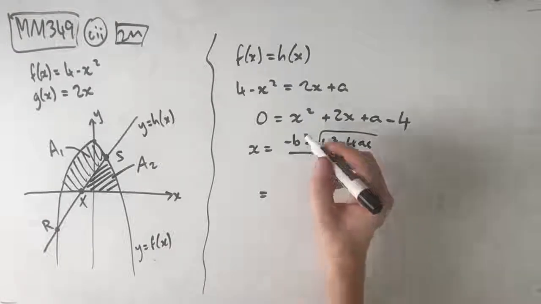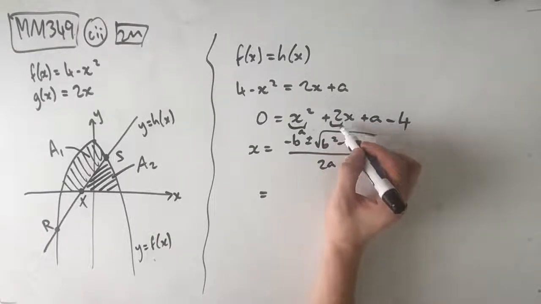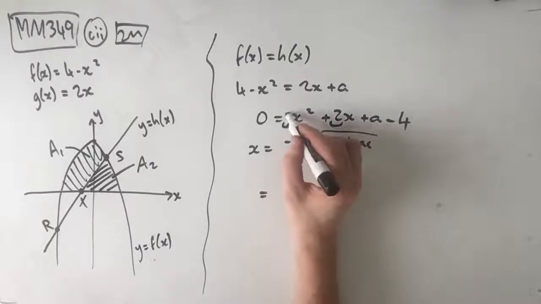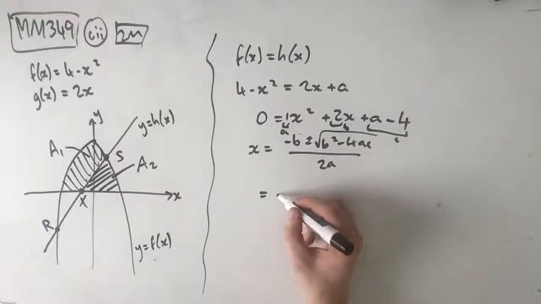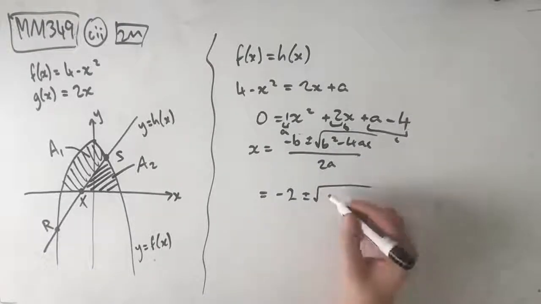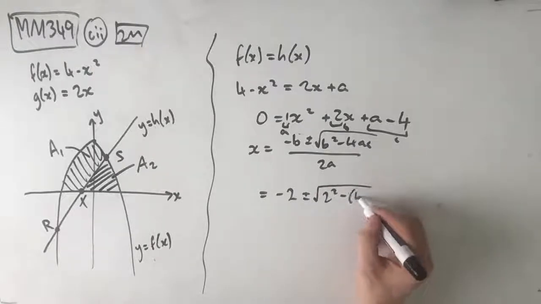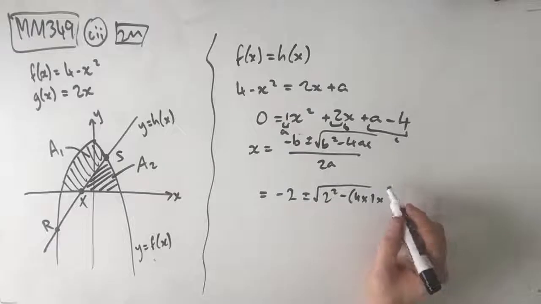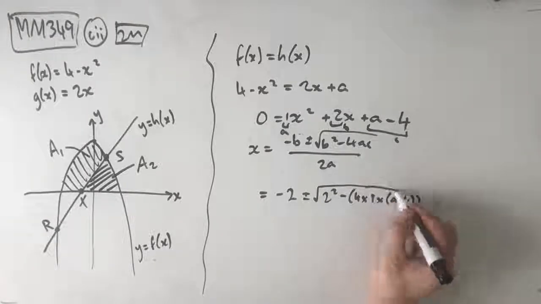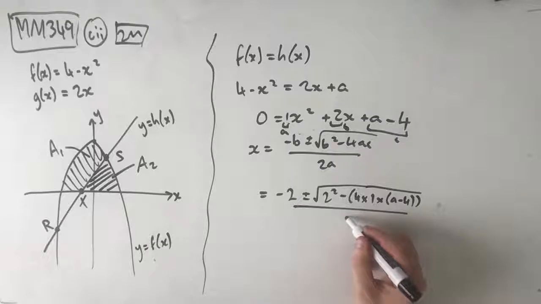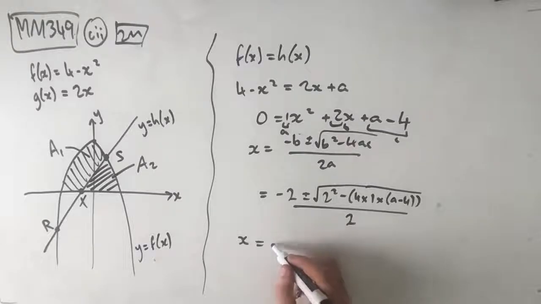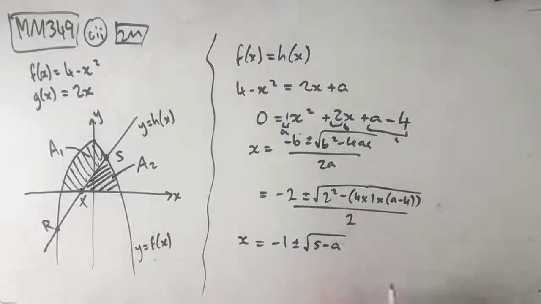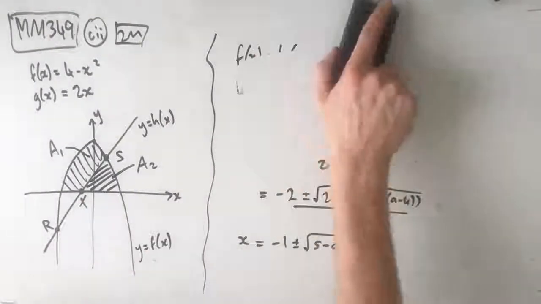Here, our a is the 1 out the front, this is our b, and this whole thing here is our c. So, negative b is negative 2, plus or minus the square root of 2 squared minus 4 times a, which is 1, times c, which is a take 4, all over 2a, which is just 2. Now, this comes out to be x equals negative 1 plus or minus the square root of 5 minus a. That's our first mark. Finding those x values is the first mark.